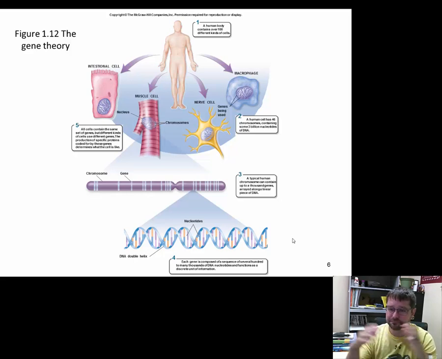And then from there we can see, well, why is it that certain cells all have the same DNA, they all carry every single gene, but they look different? Why do intestinal cells differ from nerve cells and muscle cells? Why is it that your hair looks different than your fingernails, which look different than your skin, etc.? And that really came about from gene theory.